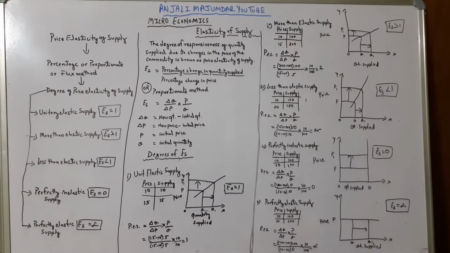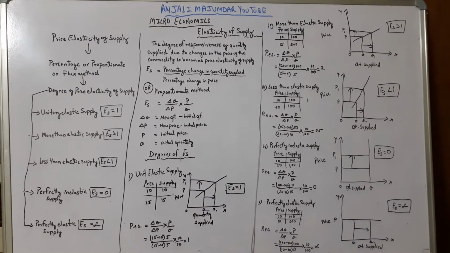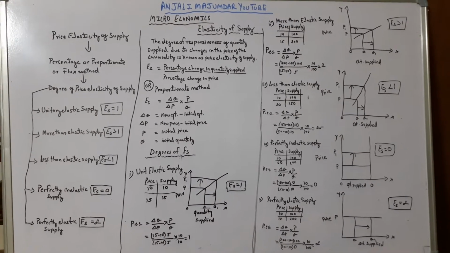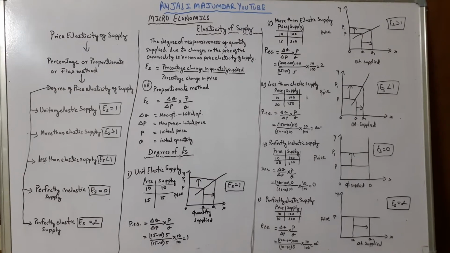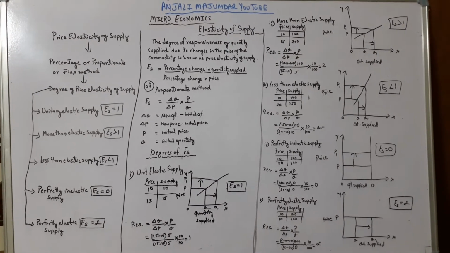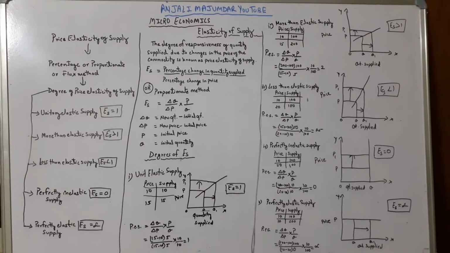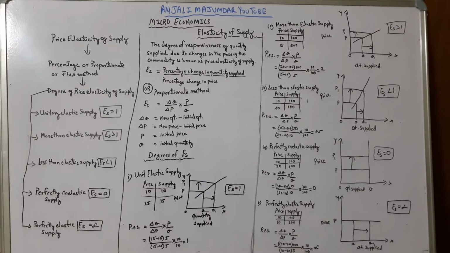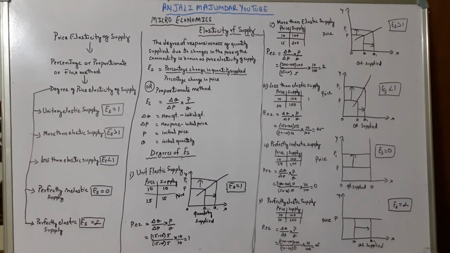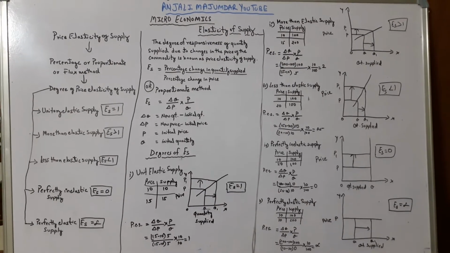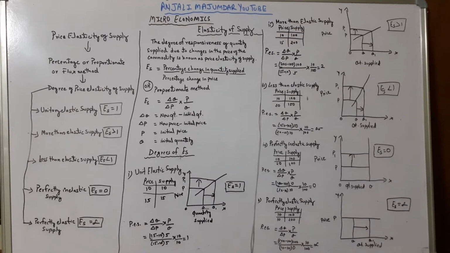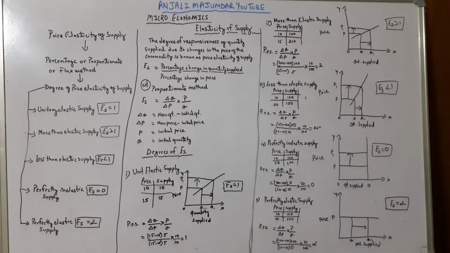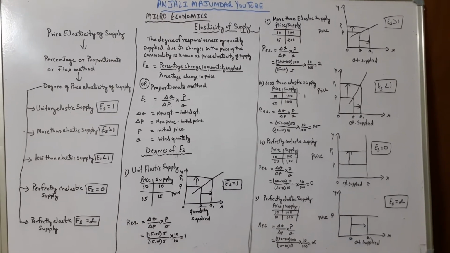That means other things being constants or ceteris paribus, if the price of a commodity increases, the quantity supplied will also be increasing. If the price decreases, the quantity supplied will also be decreasing. Here, the price and supply relation represents that quantity supplied is totally dependent on the price of the commodity. Here, it is assumed that all other determinants of supply are kept constant.